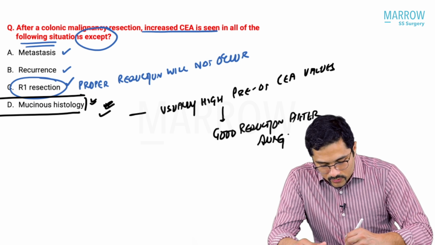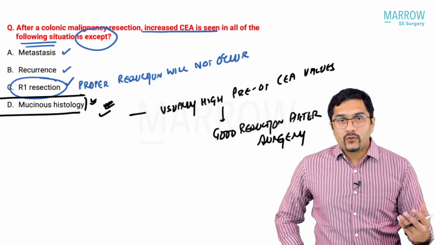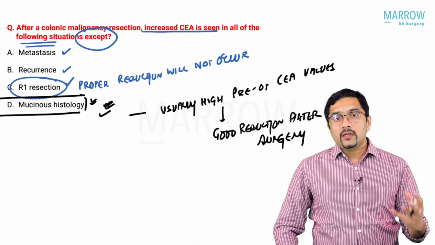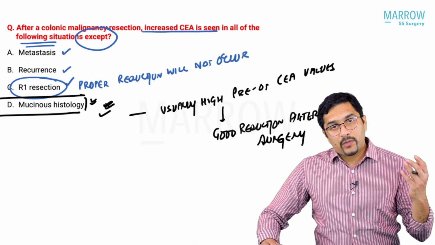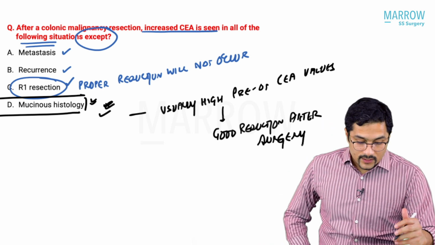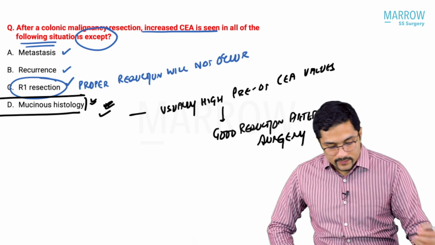Usually patients with mucinous histology present with advanced stage, they have higher lymph node involvement, more invasion. So, mucinous in general, they will come with a higher stage disease, but there is good reduction in CEA after surgery. So, CEA will not rise in mucinous histology just like this.